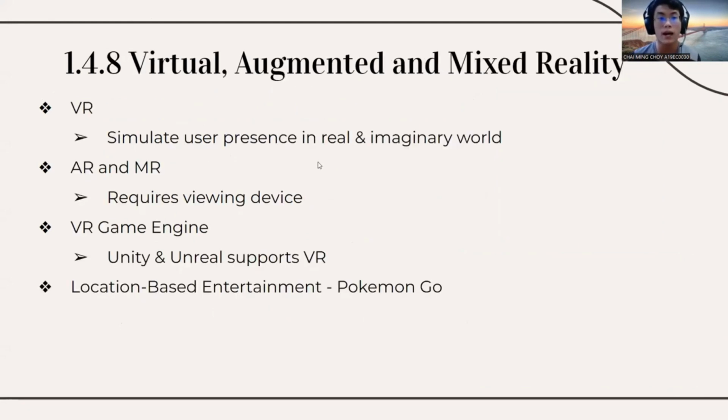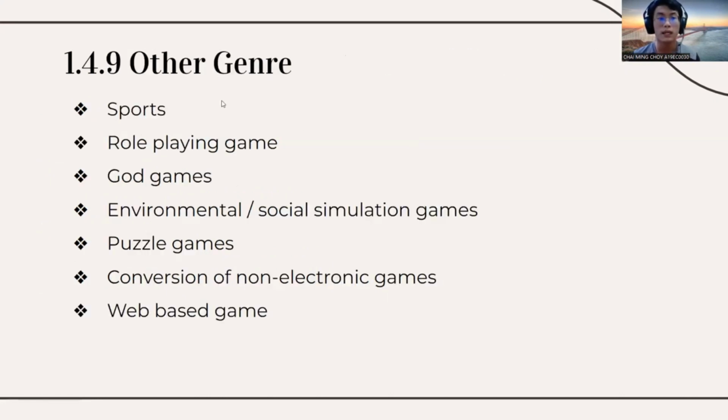Next will be the VR, AR, and MR. Virtual reality is an immersive multimedia or computer simulated reality, which simulates the user's presence in the real and imaginary world. While augmented reality and mixed reality usually present the real world view enhanced with graphics, and usually require a viewing device such as a phone. For virtual reality, the Unity and Unreal game engines support development. There is also one type of location-based entertainment which is not included in VR, AR, or MR, which can be seen in Pokemon Go.